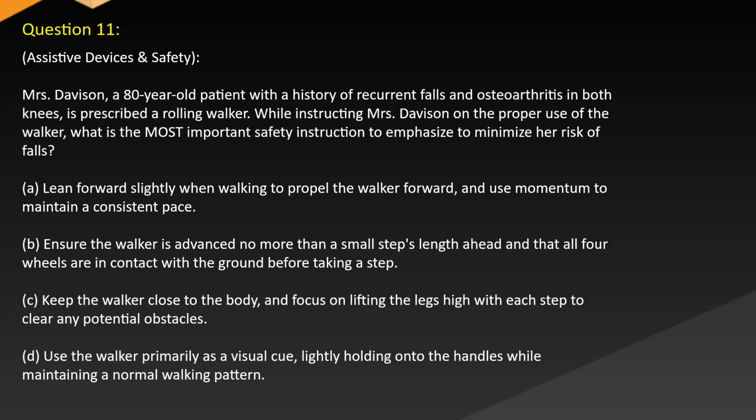A. Lean forward slightly when walking to propel the walker forward and use momentum to maintain a consistent pace. B. Ensure the walker is advanced no more than a small step's length ahead and that all four wheels are in contact with the ground before taking a step. C. Keep the walker close to the body and focus on lifting the legs high with each step to clear any potential obstacles. D. Use the walker primarily as a visual cue, leaning lightly onto the hand while maintaining a normal walking pattern.